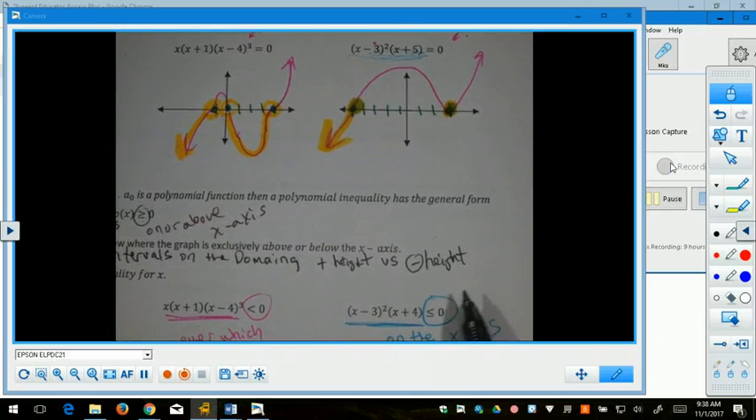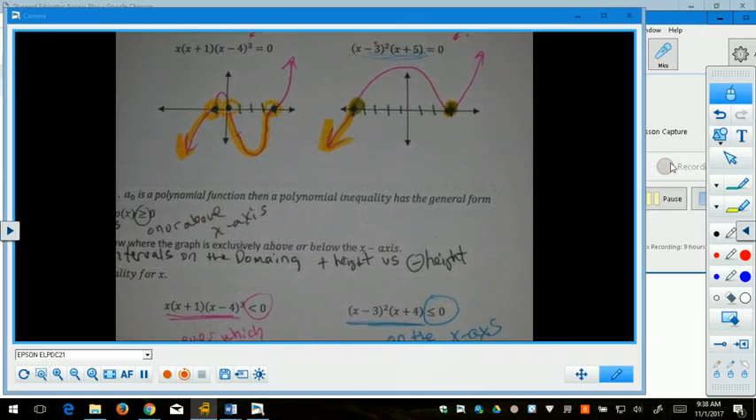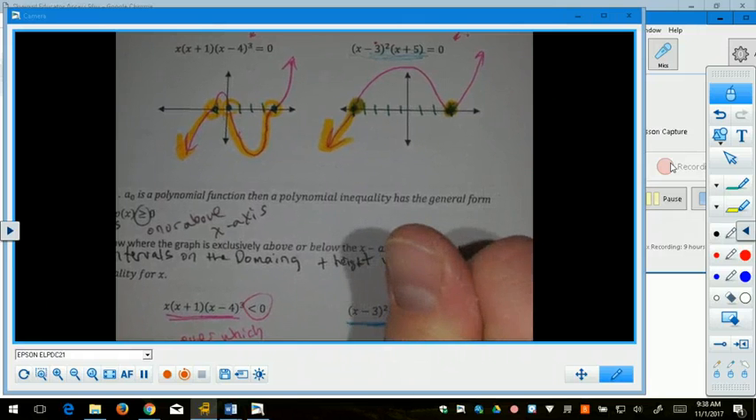So it's not the same equation? I meant for it to be. Let's make this a +5, sorry.